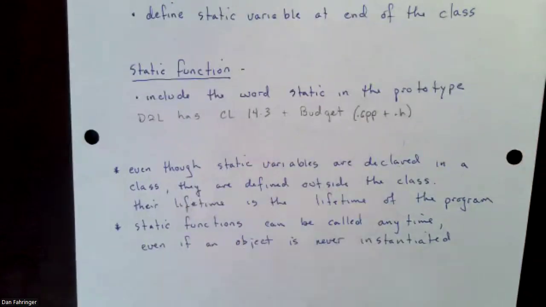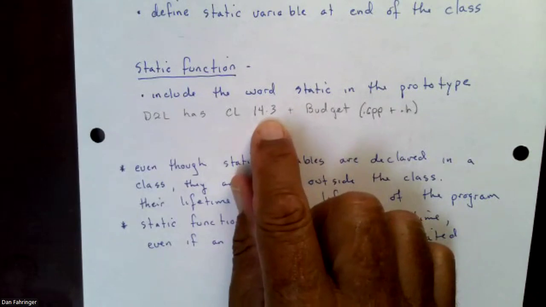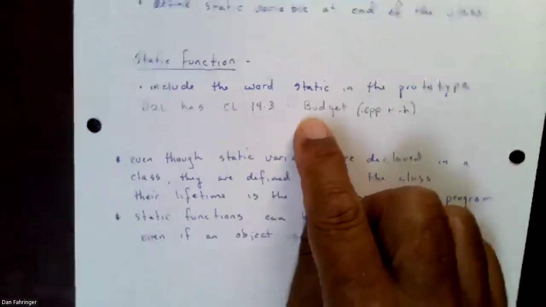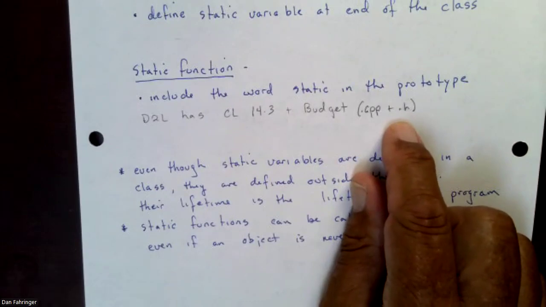Next up is a static function. If you jump on to D2L, I want you to now grab 14.3 budget.cpp and budget.h.